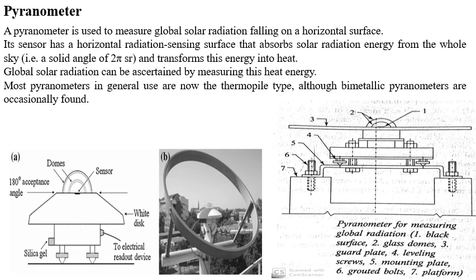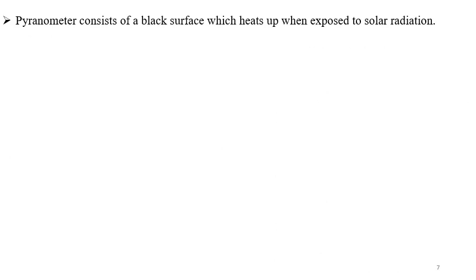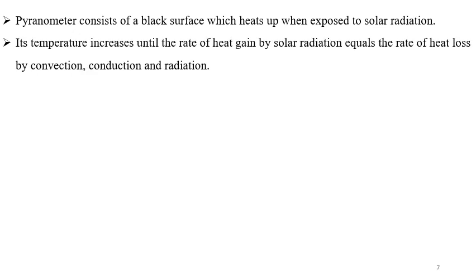There are some types of pyranometer, such as the yellow solarimeter, the photovoltaic solar cell type, and the thermoelectric pyranometer. As I mentioned earlier, a pyranometer consists of a black surface which heats up when it is exposed to solar radiation. Its temperature increases until the rate of heat gain by solar radiation equals the rate of heat loss by convection, conduction and radiation.